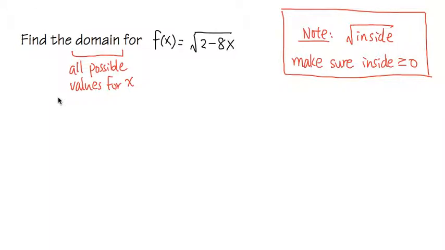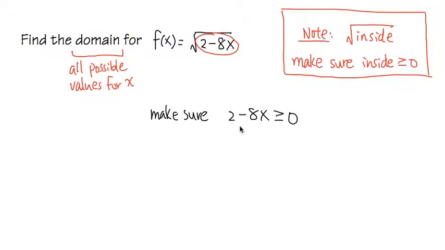Therefore, to begin with this, I just need to pay attention to the inside. This part, 2 minus 8x, and I'm going to write this down. I need to make sure the inside, which is 2 minus 8x, is greater than or equal to 0. And that's exactly what we have to state for the domain to find out all the possible values for x.